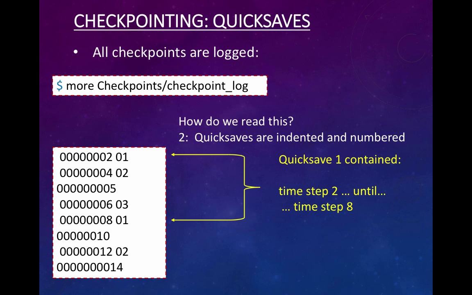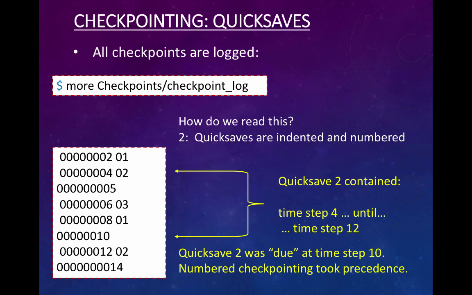The quick saves are, like I said, mostly there just to make sure you don't lose your work. If you want to see what's in them, you have to do a little bit of extra work and look at the log file here. I had some other examples. In this example, for instance, quick save 2 contained 4, and then it would contain 10. But this is kind of important: the standard checkpointing will always override the quick save. So if they come at the same time step, the standard checkpoint is written. Then quick save 2 was filled in on time step 12 in this example.